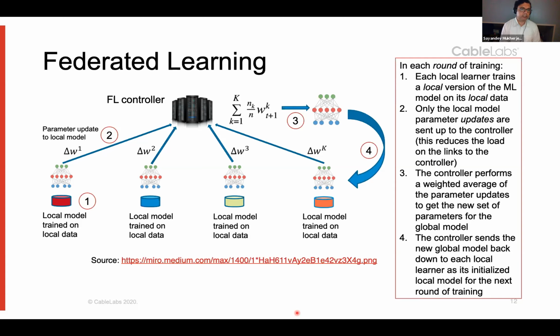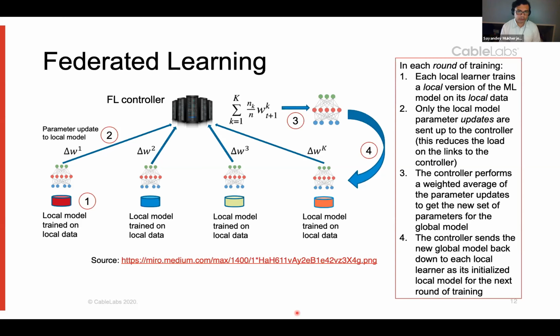In fact, they don't even exchange it. They just send it up to a central controller, which weights them by the size of their local training data sets and sends back the updates. Now, should the update completely override the local model parameters that have been trained on local data? Probably not. This is a major open research question.